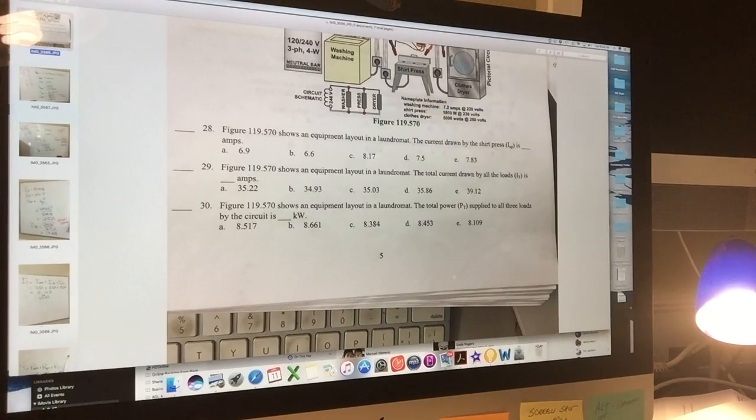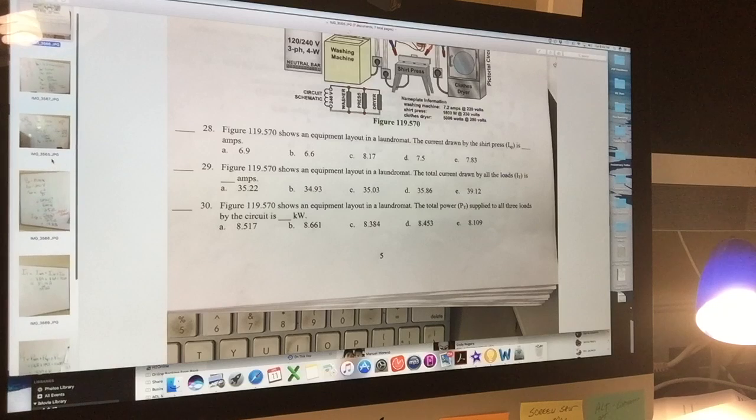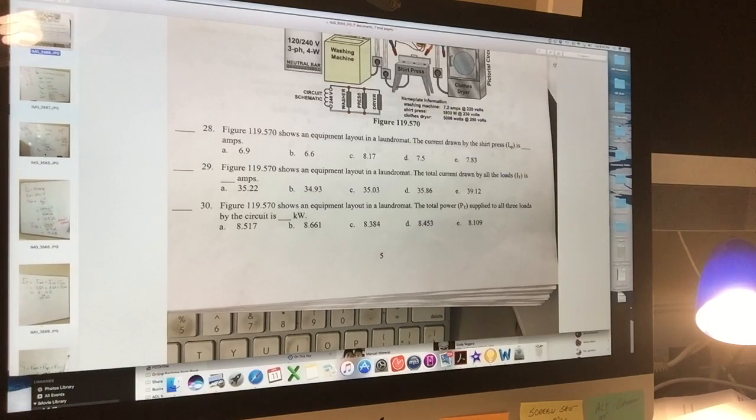Last question, guys. It's question number 30. It tells us to use the same figure, 119.570, and it wants us to find the total power supplied to all three loads. Now, there's an easy way to do this, and of course, there's a hard way. We found power in every single one of our calculations. If you look back at the notes, I'll just go through them real quick. We found the power for each one of those, if I'm not mistaken.